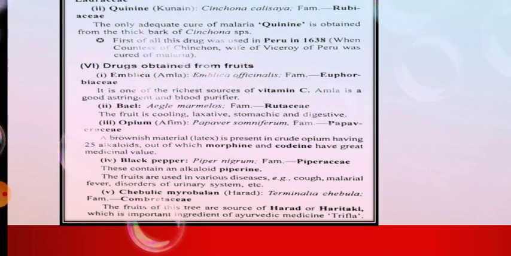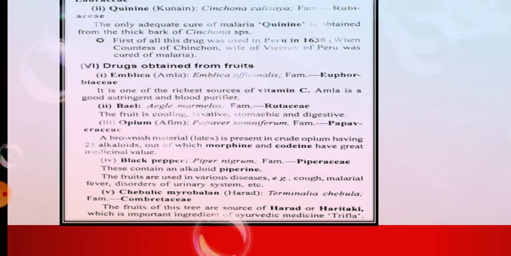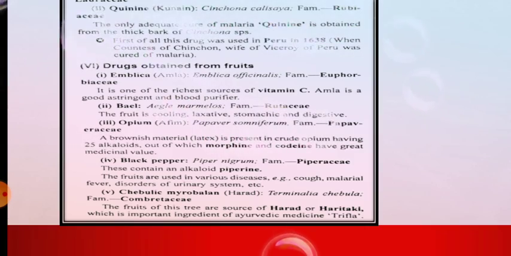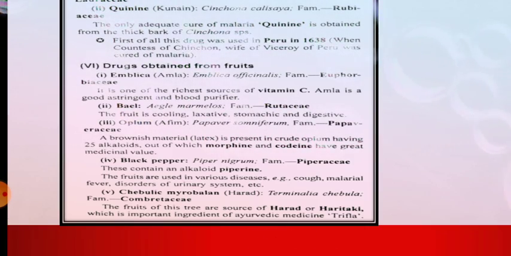Then comes bael, Aegle marmelos, and this belongs to the family Rutaceae. The fruit is cooling, laxative, stomachic, and digestive.